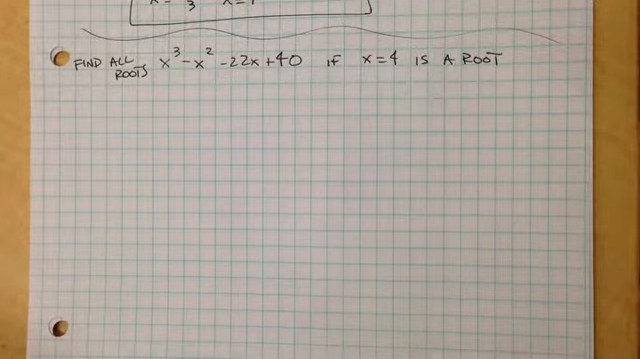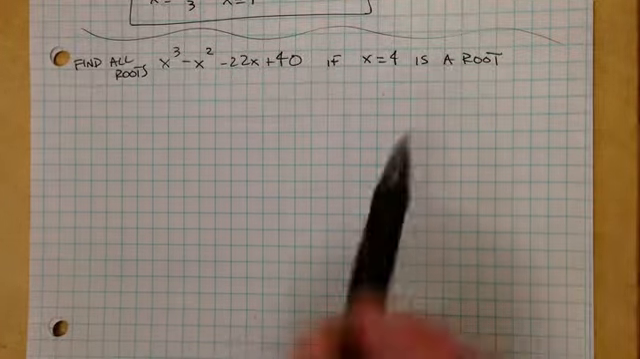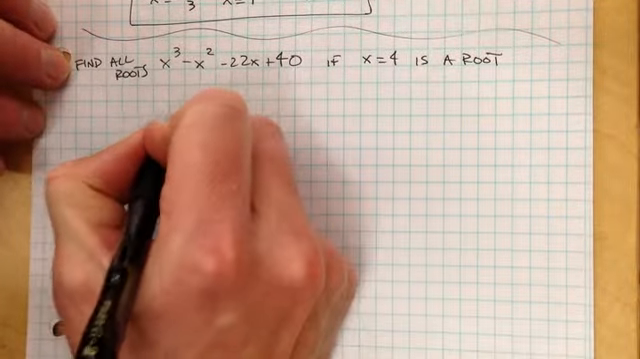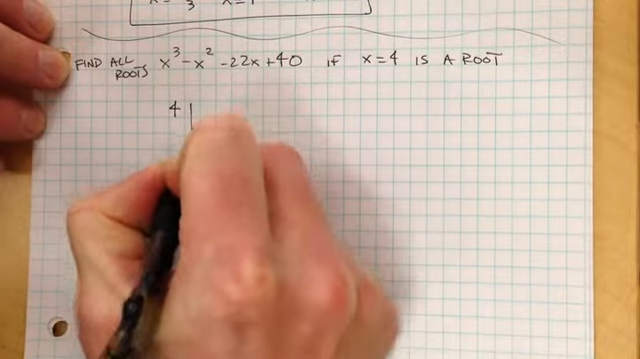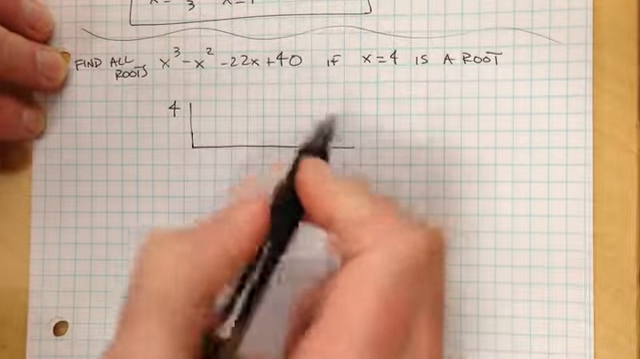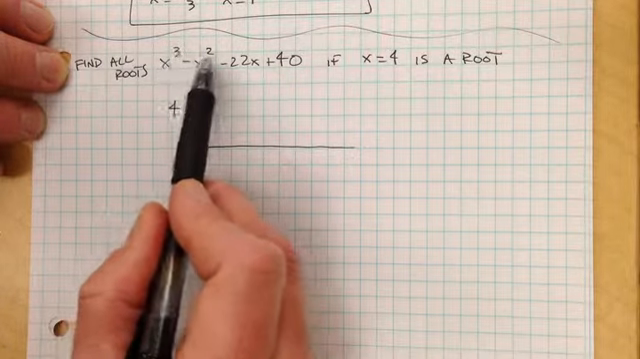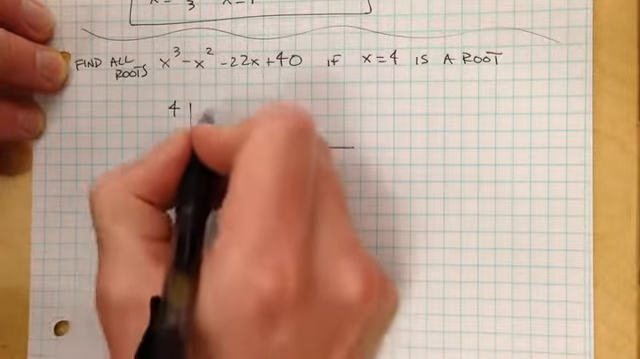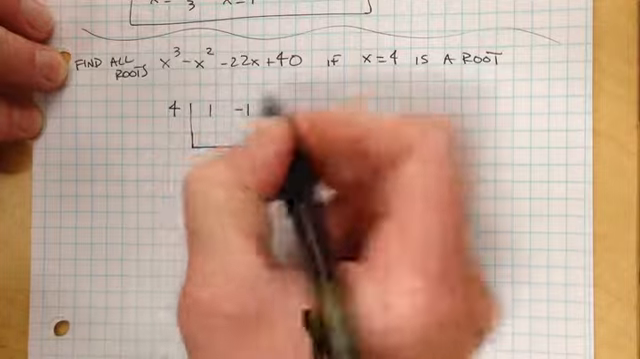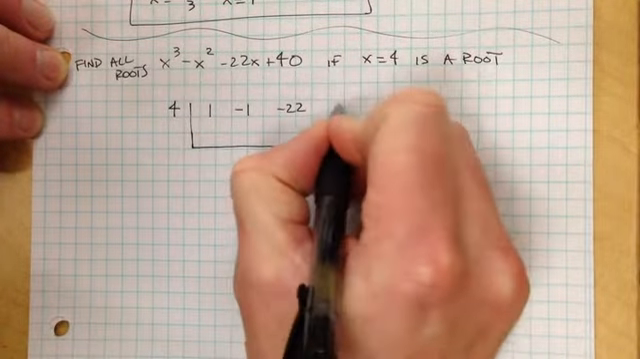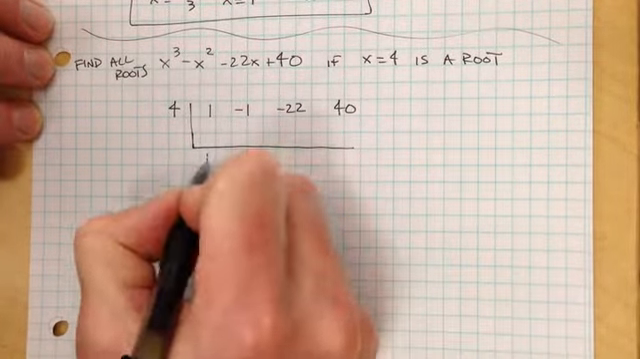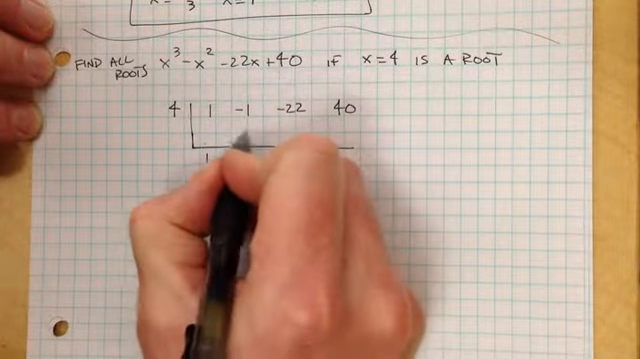I have now given you the root. I didn't give you the factor that you need to change, so we can take this root immediately and put it on the outside of my synthetic division problem. Coefficients, it is in descending order, 3, 2, 1, 0, so I can just grab those coefficients, 1, -1, -22, and a positive 40. First term comes down, multiply.